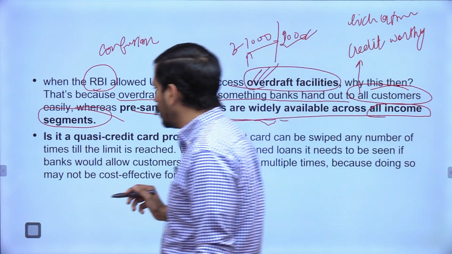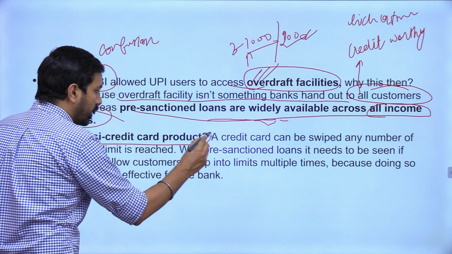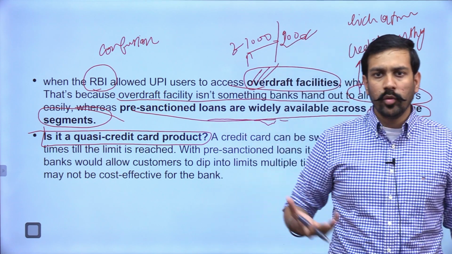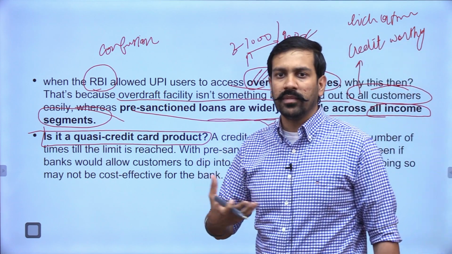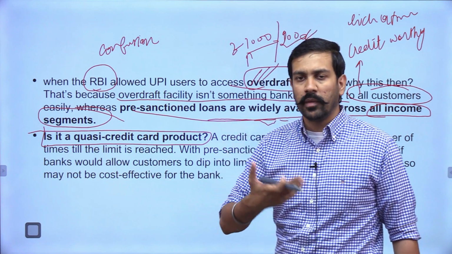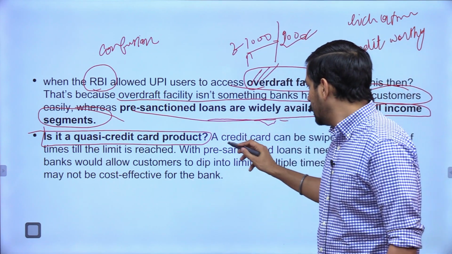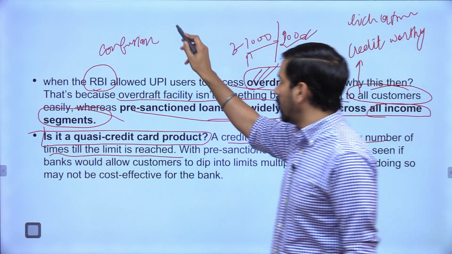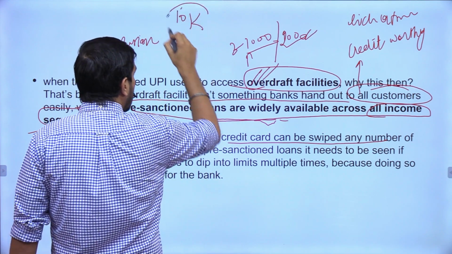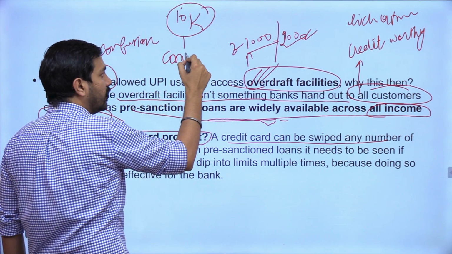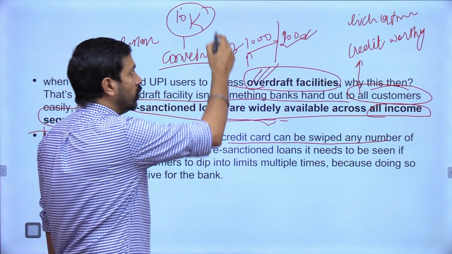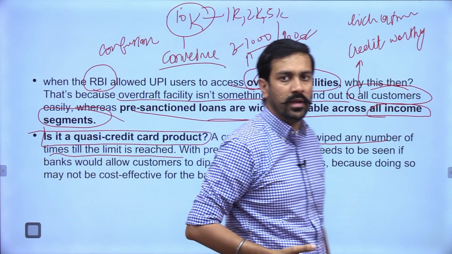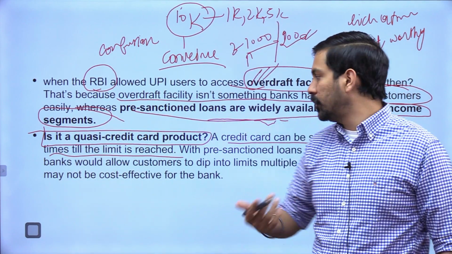Now, it is also asked, is this a quasi credit card? We all know what a credit card is. The bank gives you a limit to spend as you want and then return it by the end of the month or after 30 or 40 days. A credit card can be swiped any number of times till the limit is reached. For example, if your limit is 10,000 rupees, you can use it as per your convenience. You spent 1000 the first time, then 2000 next time, then 5000 next time. It is up to your convenience how you want to swipe the card as per your needs.